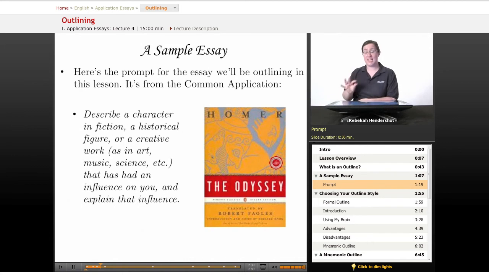Now, for the purpose of this essay, I'm taking kind of the easy route, and I'm using one of my favorite books, which is Homer's Odyssey. Specifically the translation by Robert Fagles, although you don't really need that part. I'm going to be talking about how one character in this book has influenced me, and I'm going to show you the different ways to outline the essay based on that book. Now, both of these outlines are real outlines that I did as if I were preparing an actual essay, so you'll get an inside look.